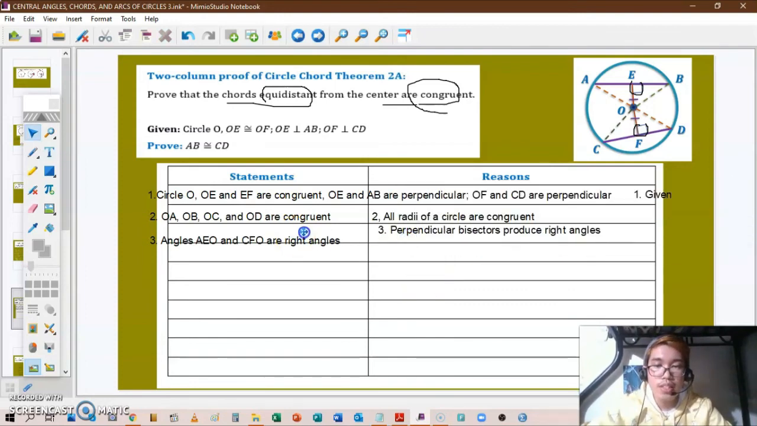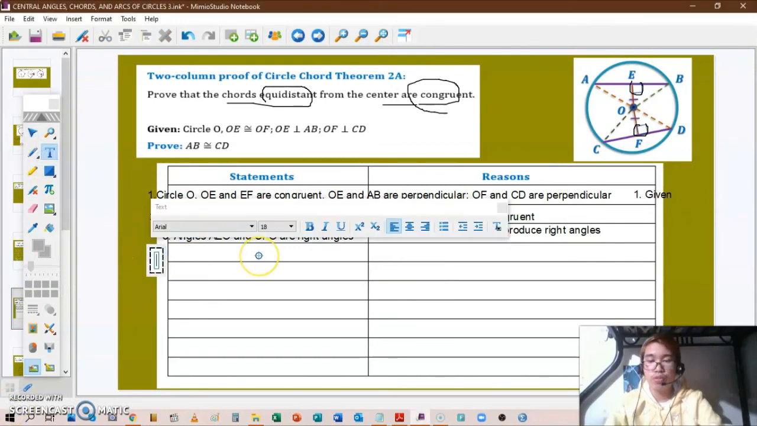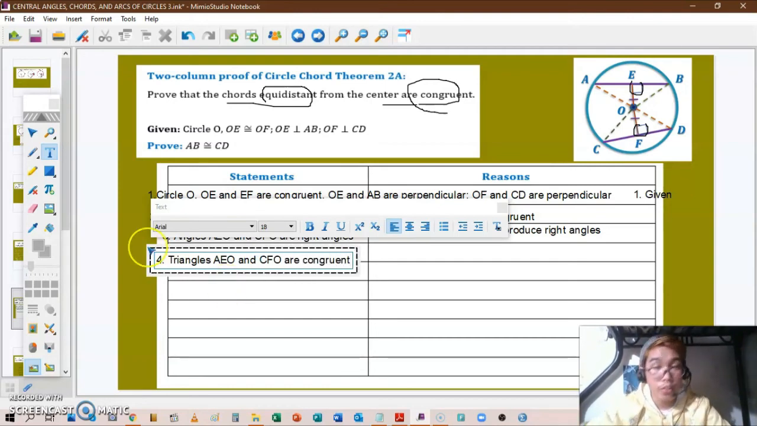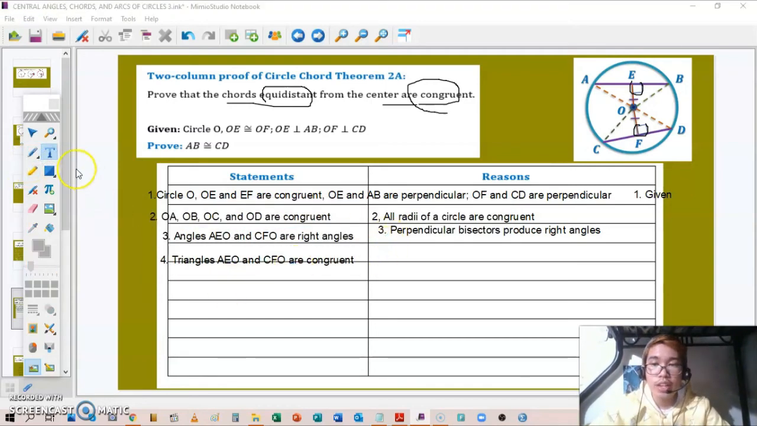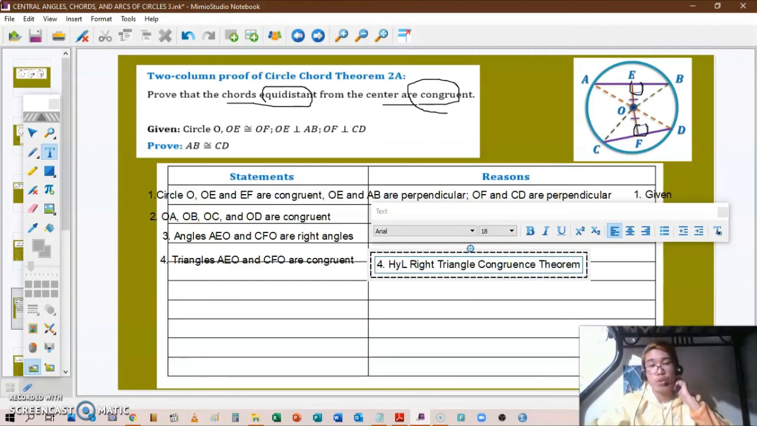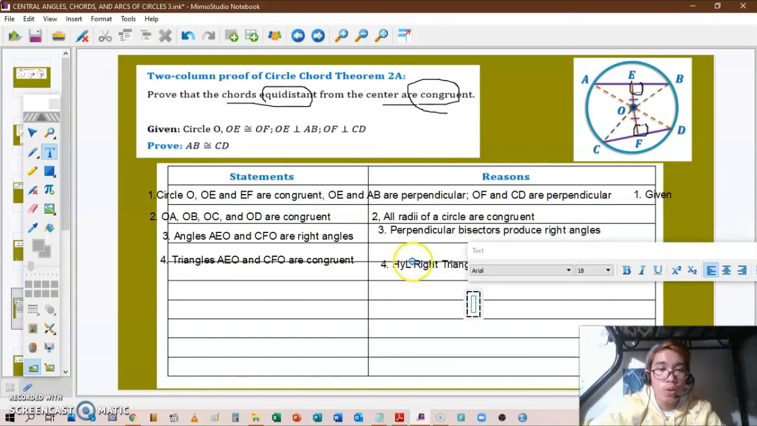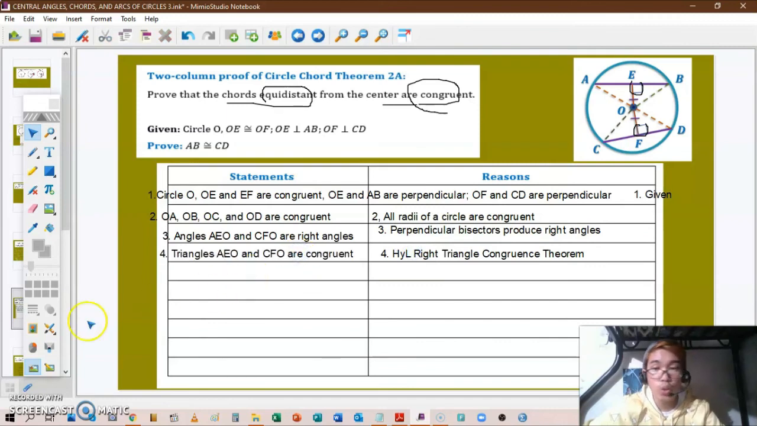Okay, and therefore we can say here, number 4, triangles AEO and CFO are congruent to each other because they are right triangles. And also, since they are right triangles, we can use a congruence postulate specifically for right triangles, and that's going to be the hypotenuse leg right triangle congruence theorem, because we said that they have congruent sides because they have been bisected, and also the radii are congruent to each other.